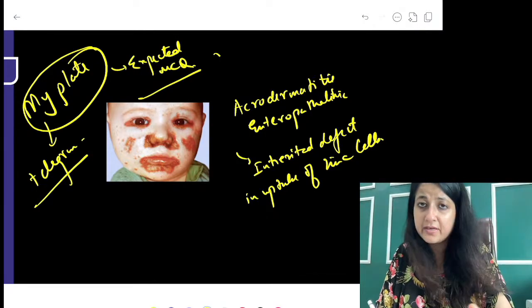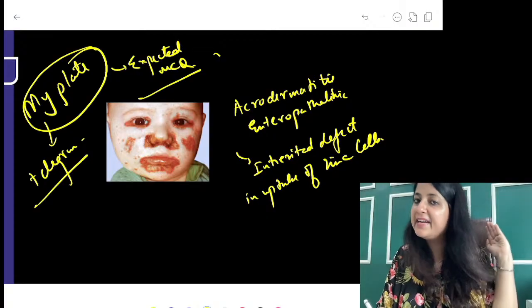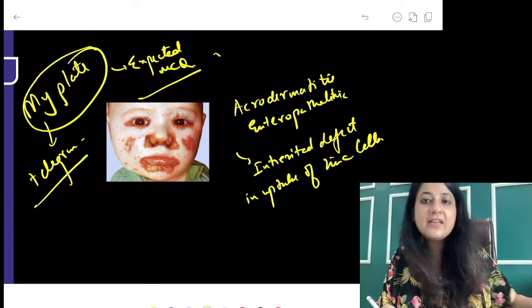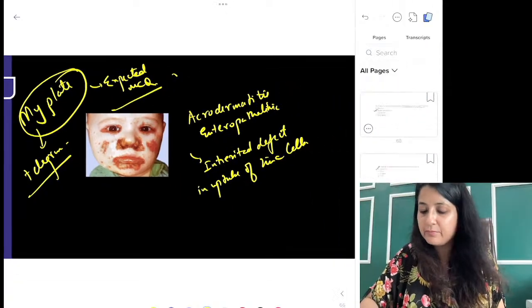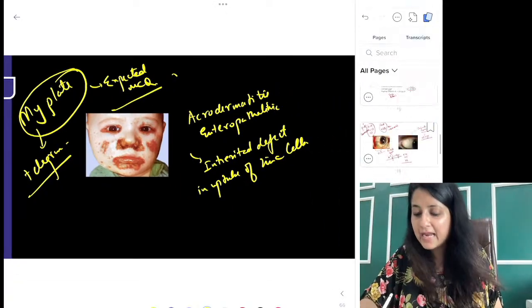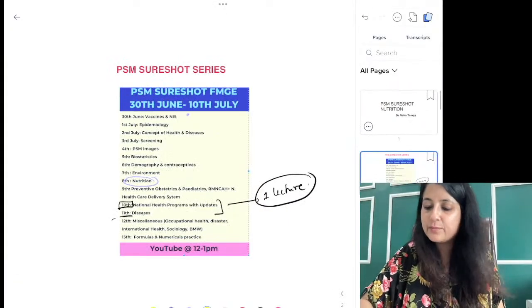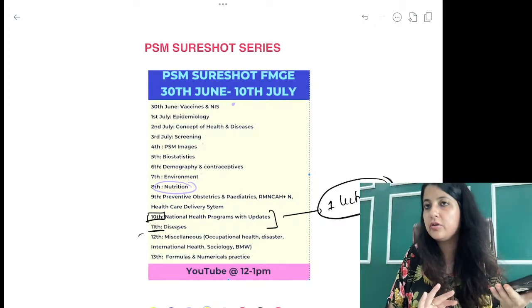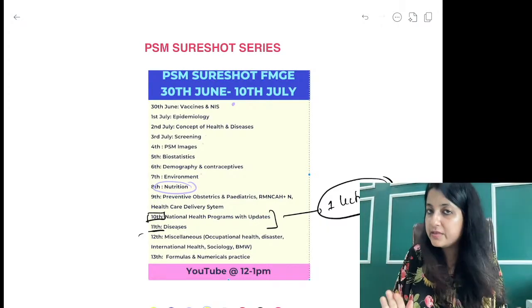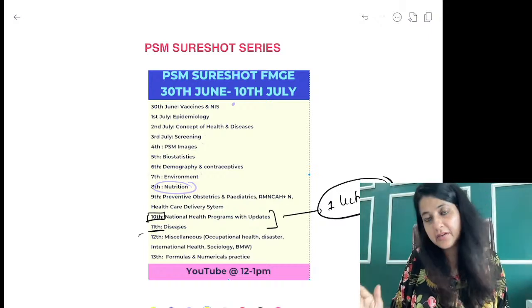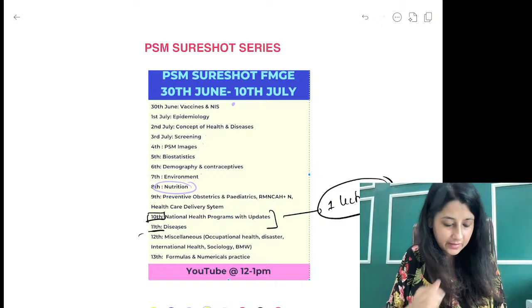Yeah, it is important. It's in our textbook of Park. It is important, guys. Nothing is very different when it comes to PSM for NEET PG, FMG for that matter, even INICET. That is why I tell you, NEET PG aspirants, if you missed out your Sure Shot NEET PG, do Sure Shot FMG. FMG वाले बच्चे NEET PG का क्वेश्चन लगाओ, NEET PG वाले बच्चे FMG का क्वेश्चन लगाओ. It is very very important.